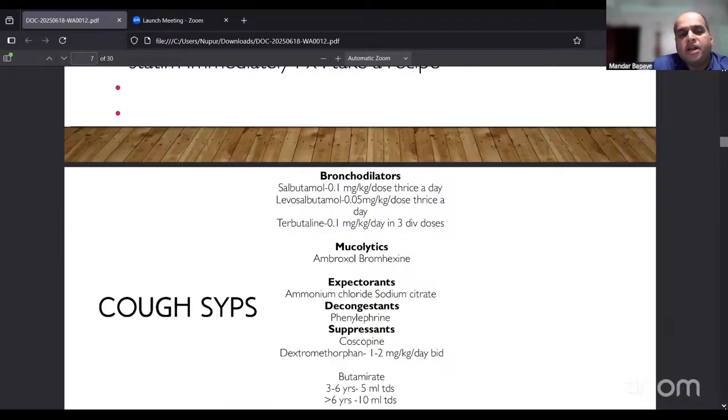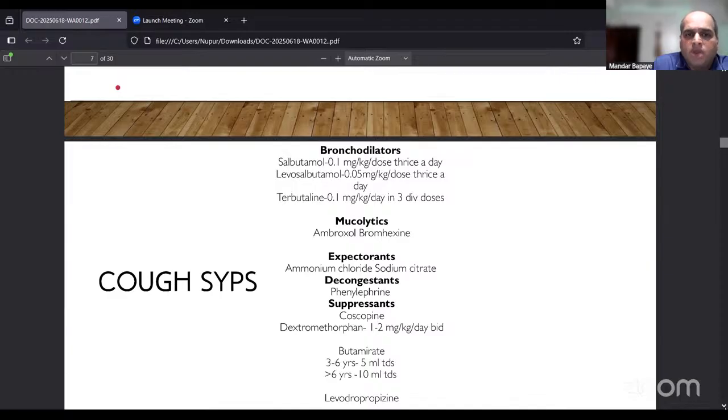Especially in the pediatric population, the cough is usually congestive, and our first choice is to give a bronchodilator. Wherever there is a bronchodilator, we are going to give the dose pertaining to the bronchodilator. The bronchodilator available in oral preparation is salbutamol, and the dosage is 0.1 milligram per kilogram per dose, which is given thrice in a day. Levosalbutamol is usually given at half the dose, 0.05 milligram per kilogram per dose. Terbutaline is also available, but we usually avoid that because of side effects like tachycardia.